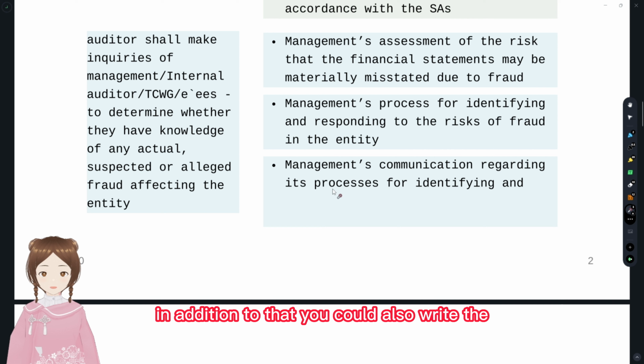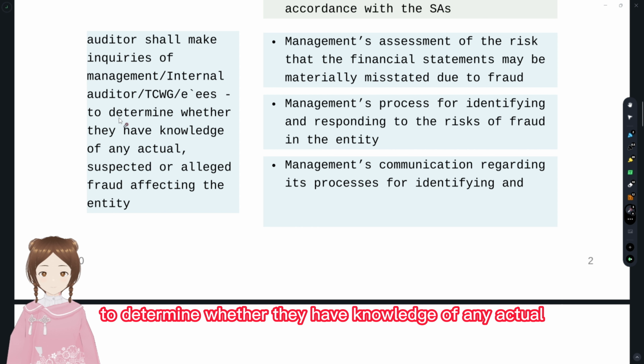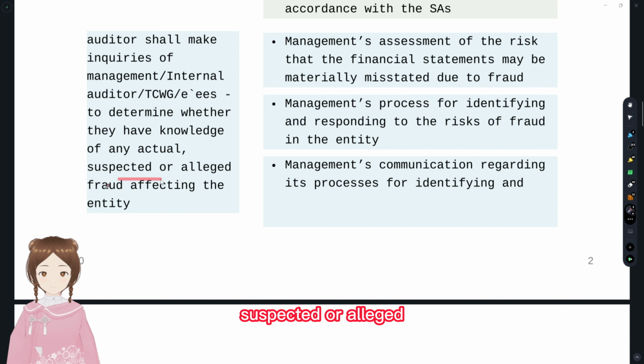In addition to that, you could also write the inherent risk of the auditor. The auditor shall make inquiries of management, internal auditor, TCWG, and employees to determine whether they have knowledge of any actual, suspected, or alleged fraud. Alleged is something without proper evidence. It's mostly like a buzz that was going on in the entity, that someone had committed this much fraud affecting the entity.